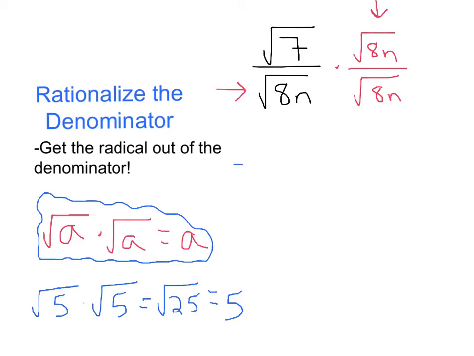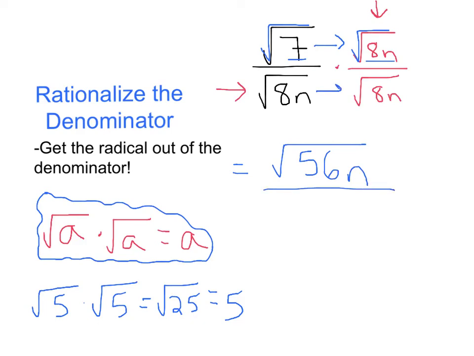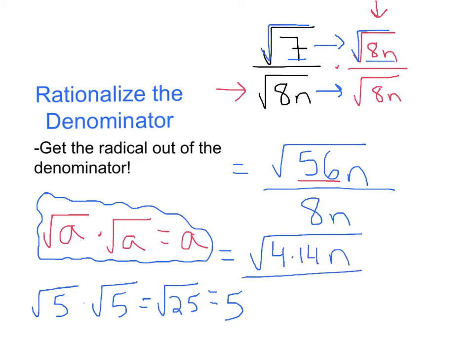So now, if we multiply the top, both of these are under square roots, so we can multiply 7 times 8n together. So we have the square root of 56n divided by the square root of 8n times the square root of 8n, which is just 8n. And now we still have to simplify that square root of 56n. So are there any factors of 56 that are perfect squares? I can break 56 up into 4 times 14. This is all over 8n.